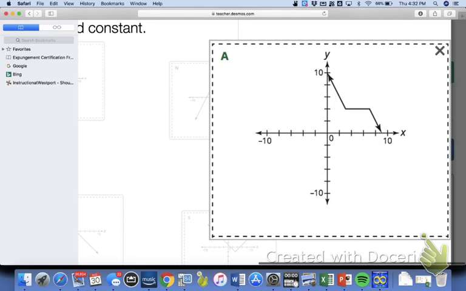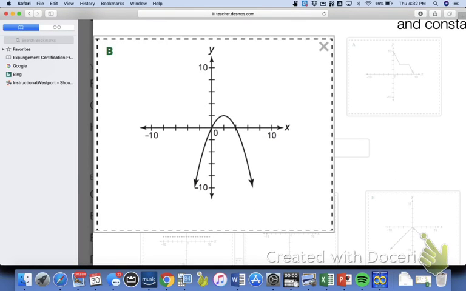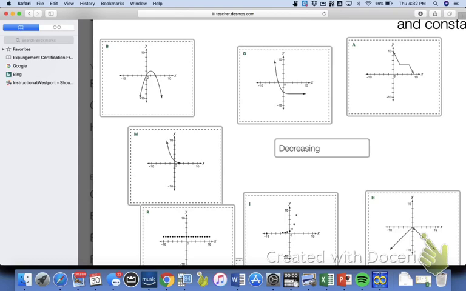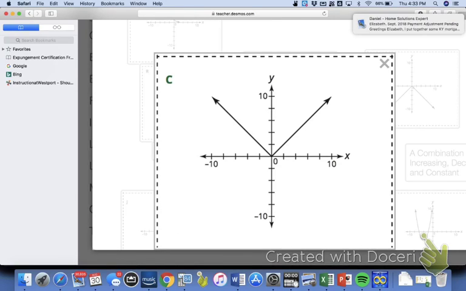Then the next one we said in the group was graph B. Graph B increases as you make your way from the left-hand side, and then it curves and then starts decreasing. So it is also a combination of increasing and decreasing. The next one that we said was C. You can see that as we're moving from left to right, C is at first decreasing, and then it bounces back up and begins increasing.